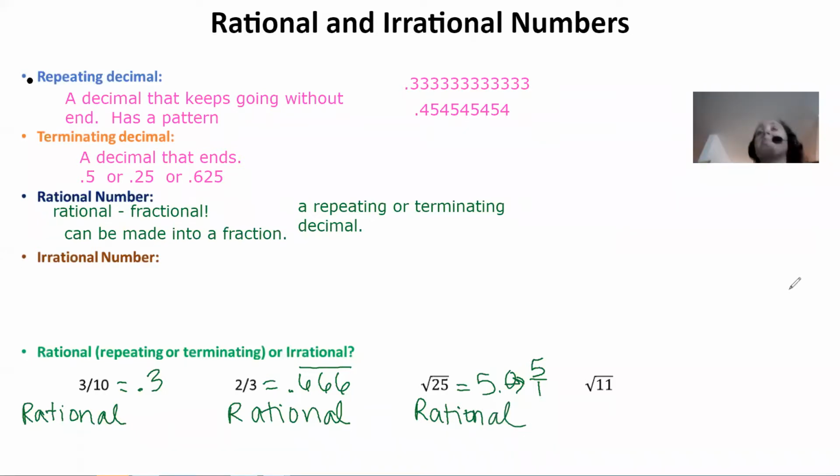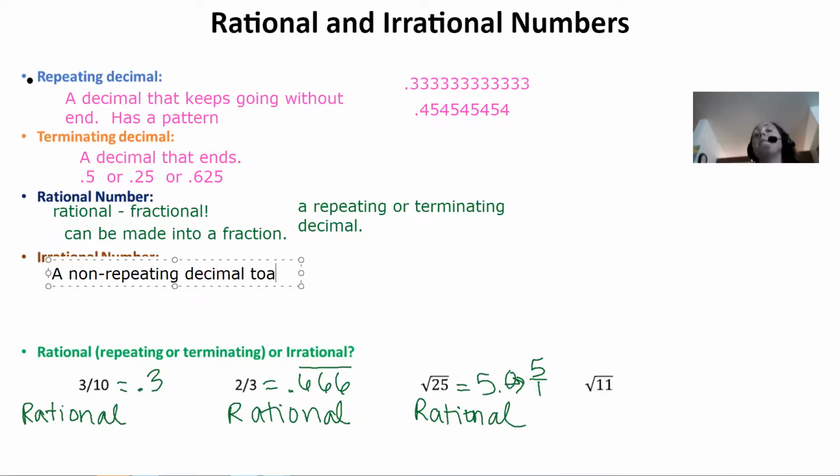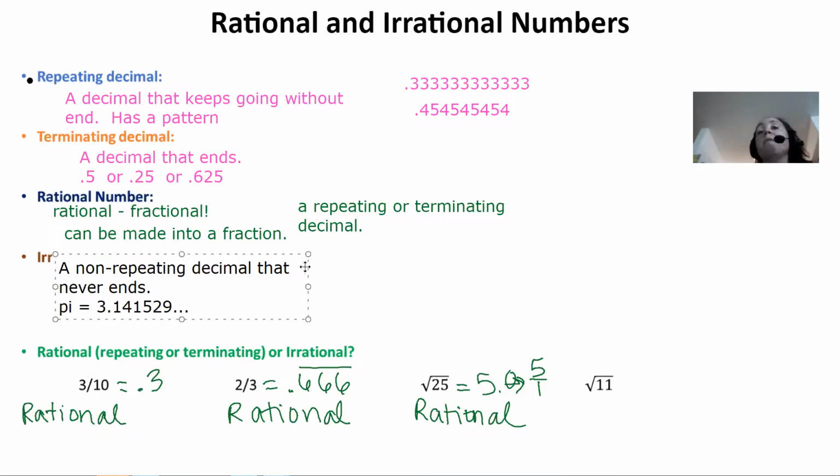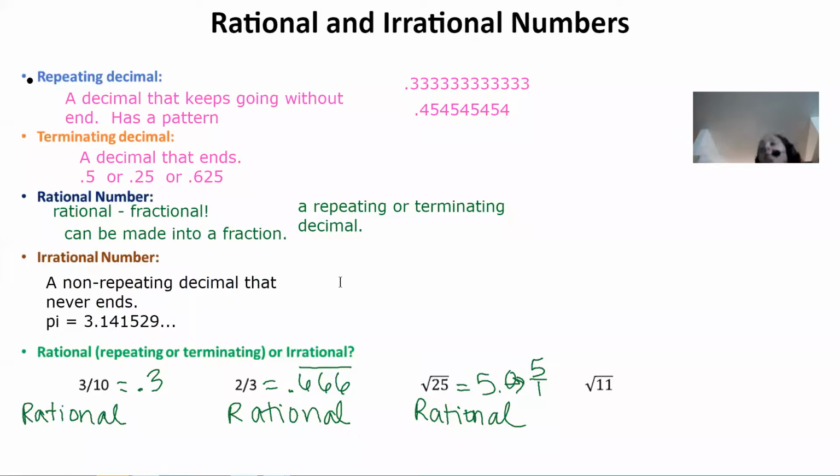An irrational number is a number that doesn't repeat, so it's a non-repeating decimal that never ends. A classic example of this is pi, which is like 3.14159, etc. So pi, I know there are different patterns in pi eventually, but there isn't a consistent pattern. So it's a non-repeating decimal that never ends.